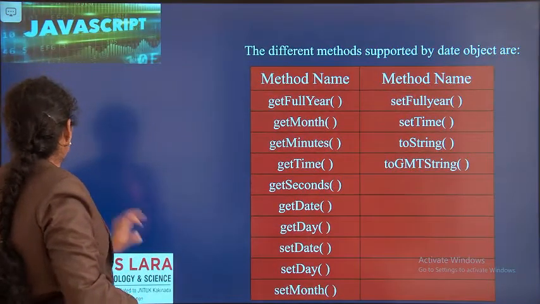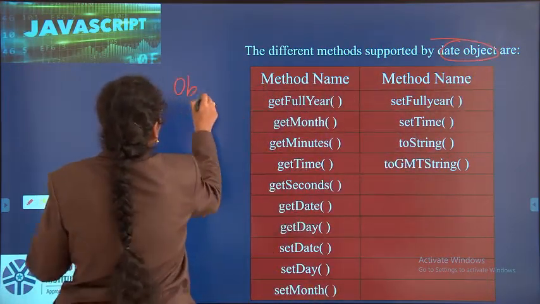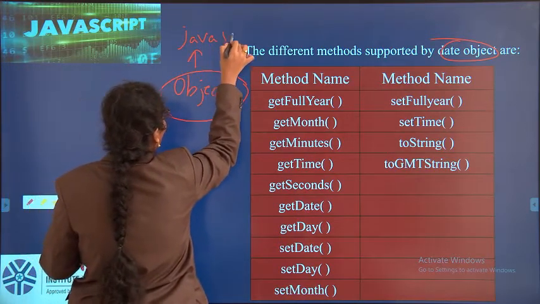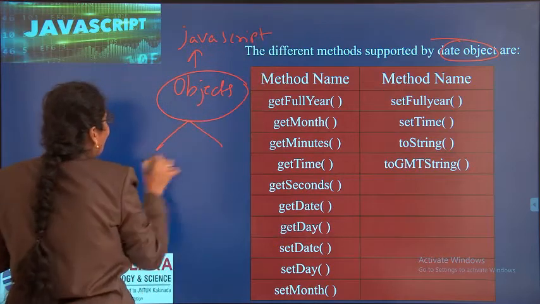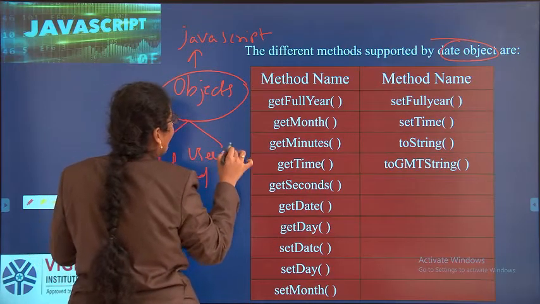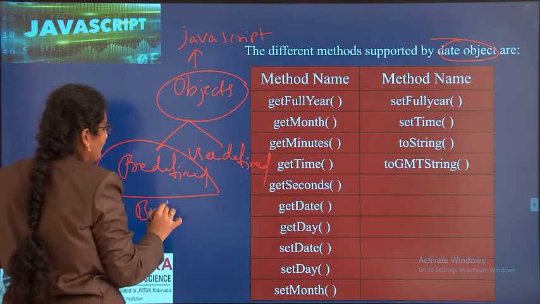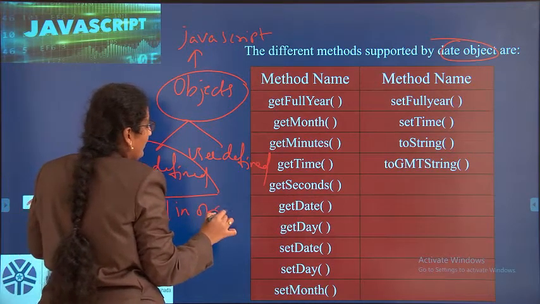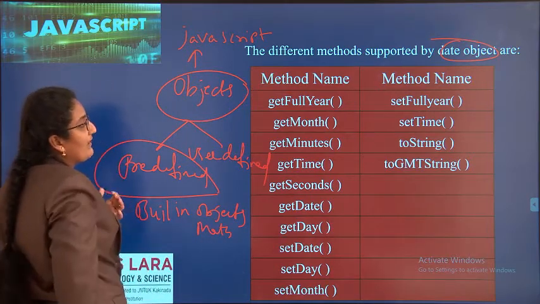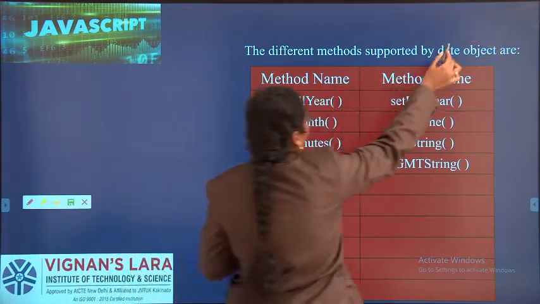So now, today what we have to discuss is date object. We are discussing about objects. This objects topic in JavaScript we are discussing. In this we have predefined objects and user-defined objects. This predefined objects is also called built-in objects. Examples of these built-in objects are math, string, array, document, window. Apart from all these things we have date object also.